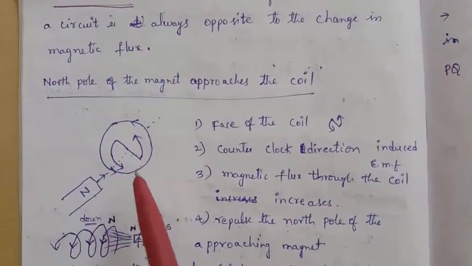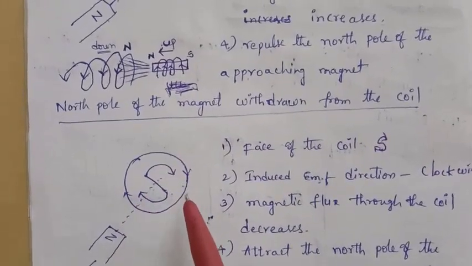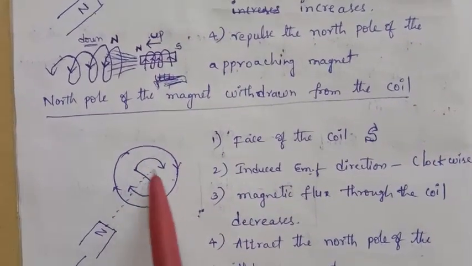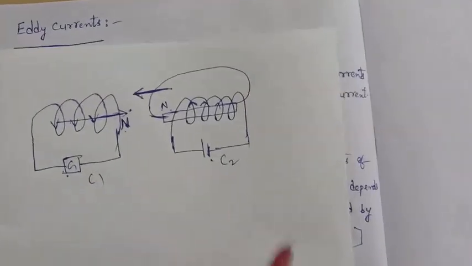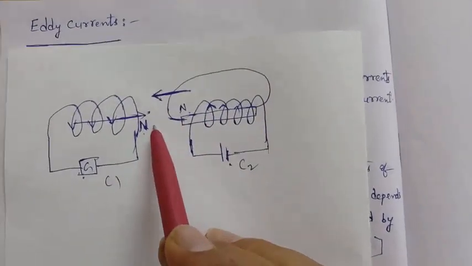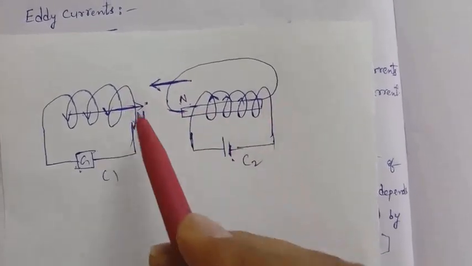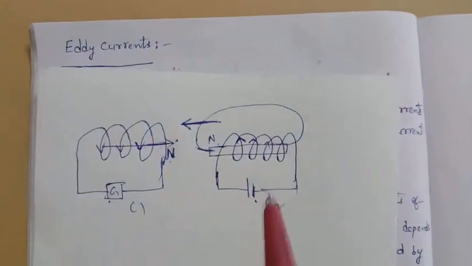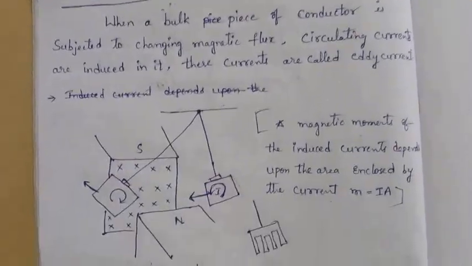At the time of leaving, the magnetic flux decreases. Automatically that end will behave like a south pole. So here also, all of you observe this diagram. When this north pole approaches, at that time this pole will behave like a north pole. When it is leaving, the magnetic flux decreases, and at that time the EMF will be induced in this manner. So at that time this pole will behave like a south pole. At the time of leaving, there is an attraction.